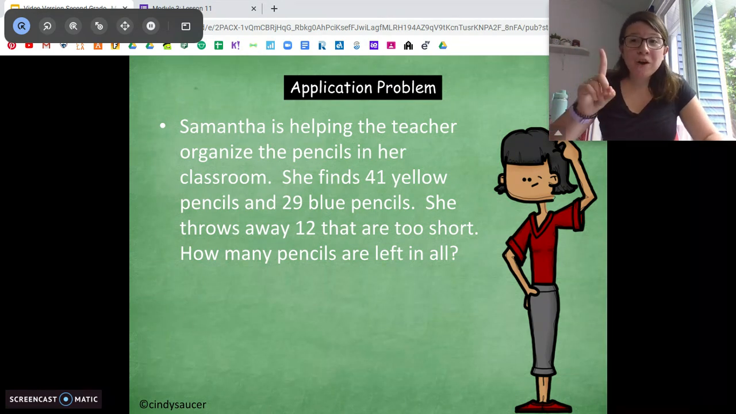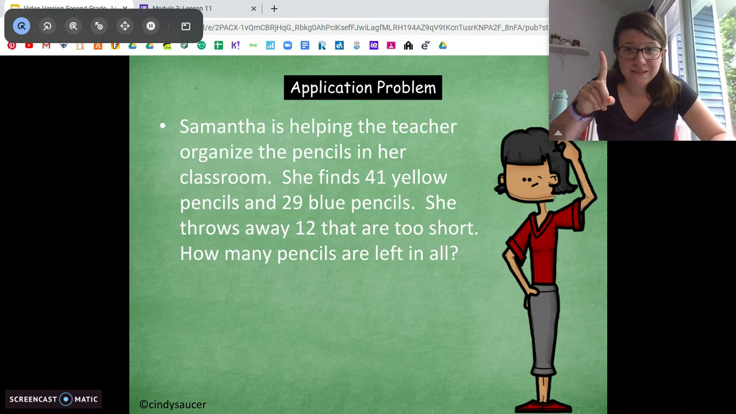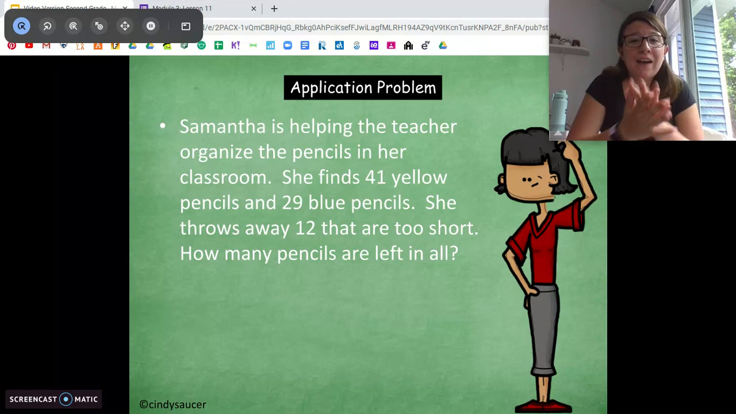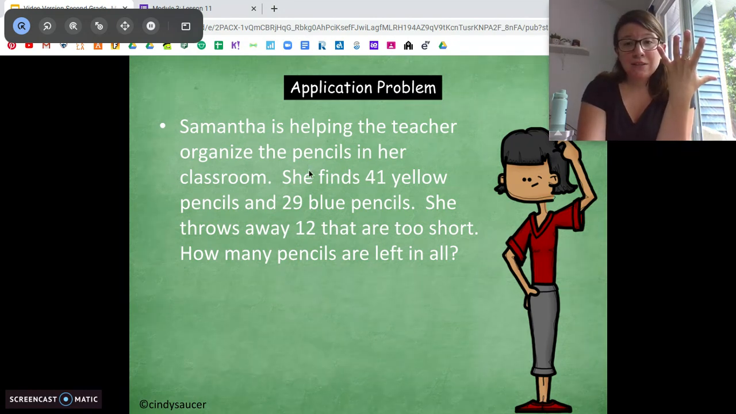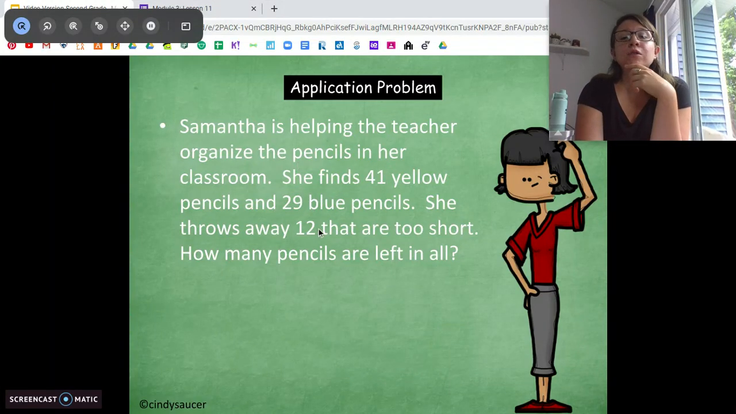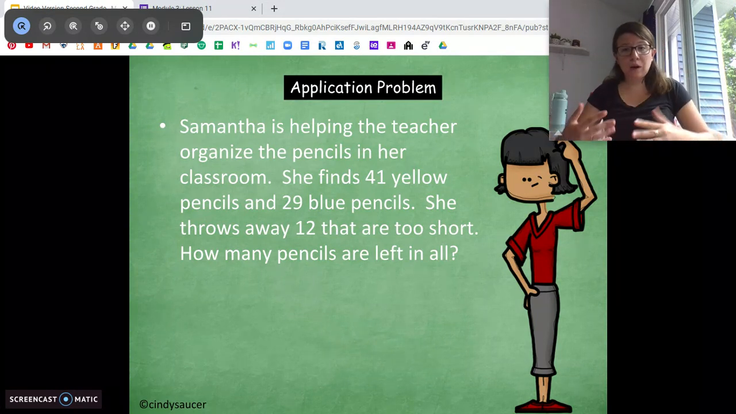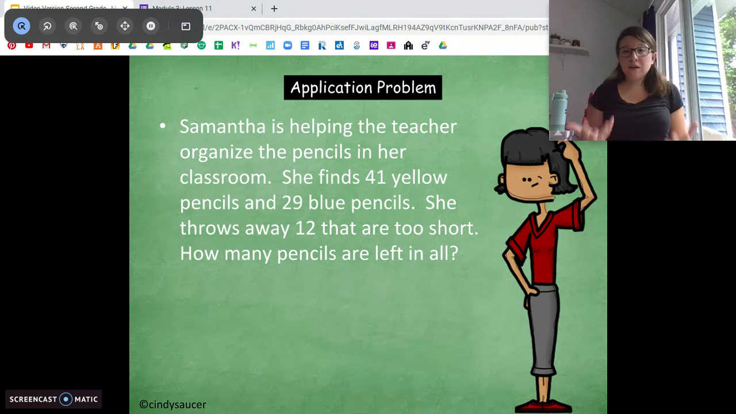Good. So our first step is, we've got to figure out how many pencils are in her classroom. She has 41 yellow pencils and 29 blue pencils. Do we know how many pencils she has altogether to start? That's our first step, figuring out the 29 and the 41. Then she throws away 12 that are too short. What's our next step? Yeah, to subtract the 12 that are too short so we can figure out how many pencils are left.